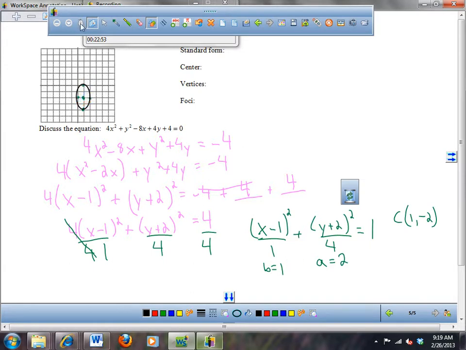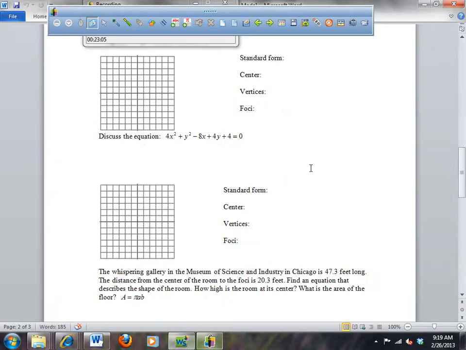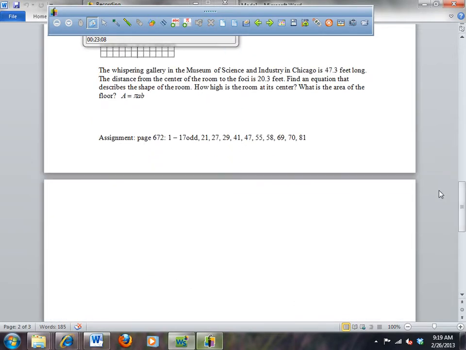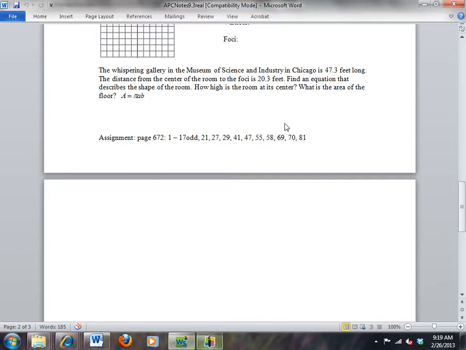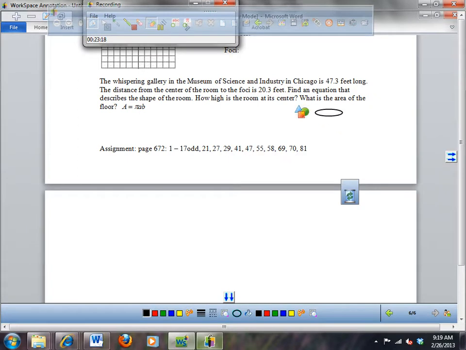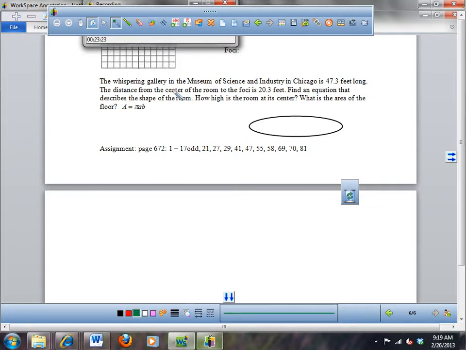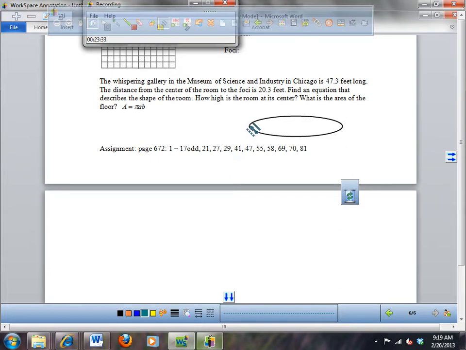So let's just look at this word problem, just see what they're talking about real quick, and then I'll be done for the day. A Whispering Gallery Museum area is 47.3 feet long, and the distance from the center to the foci is 20.3. So what I would do is draw a picture of this thing real quick. It looks like this. If I go straight across, it's 47.3 feet.